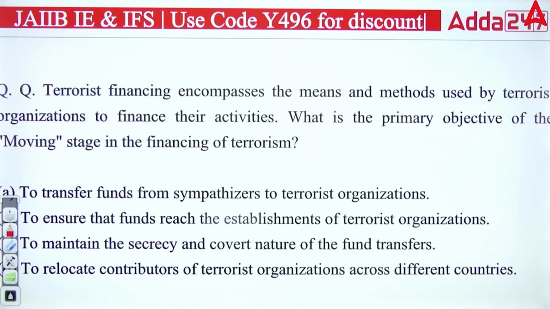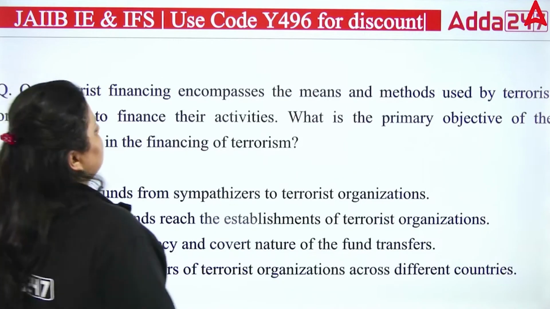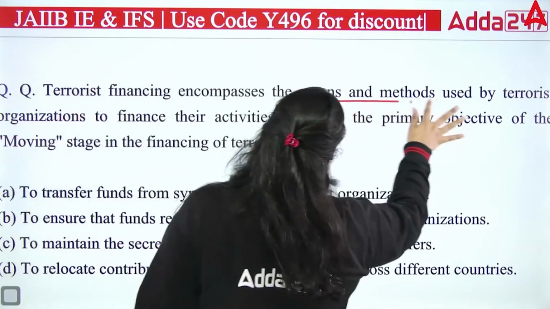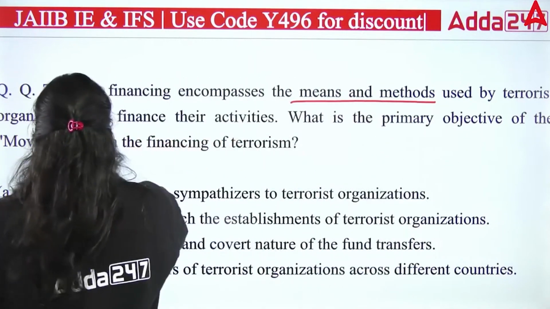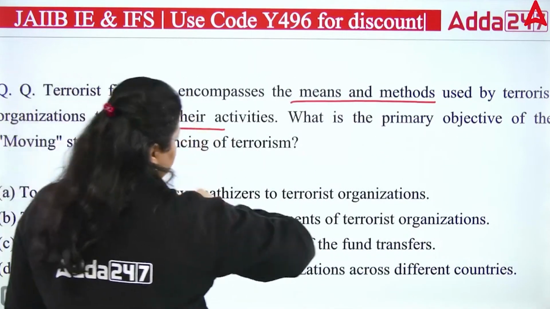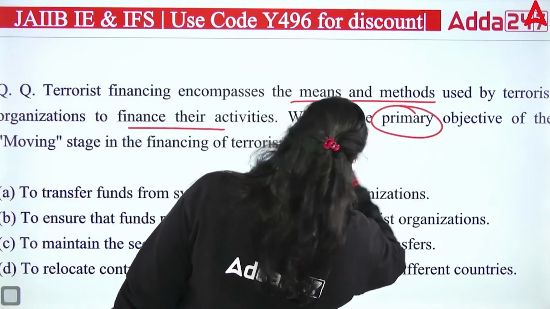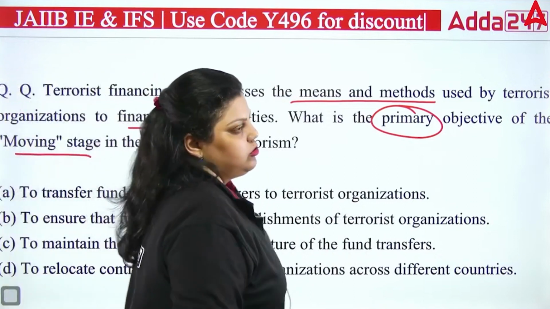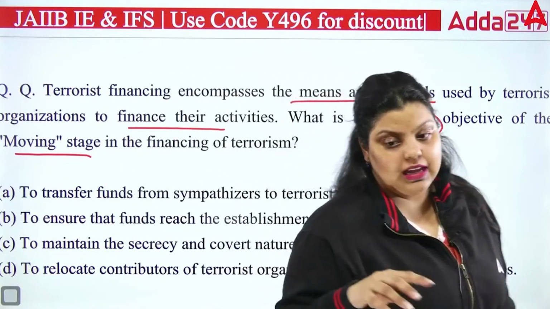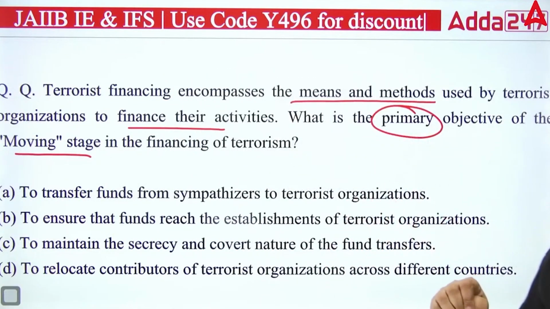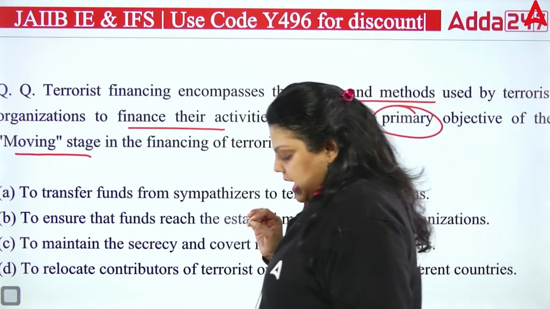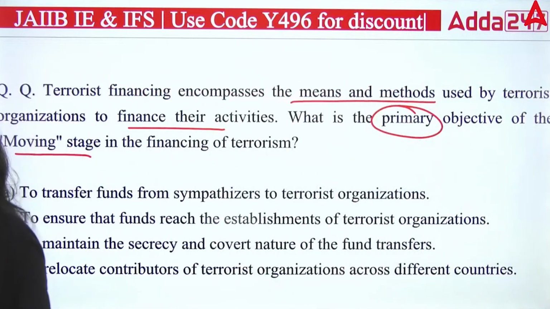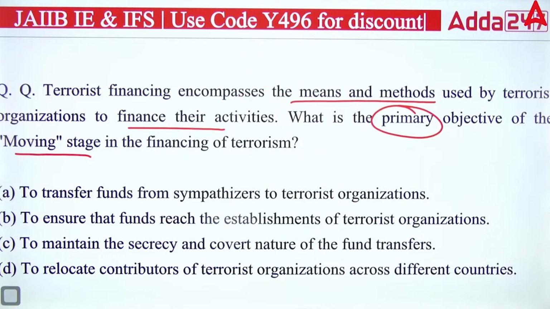Next we have here, terrorist financing encompasses the means and methods used by terrorist organizations to finance their activities. What is the primary objective of the moving stage in the financing of terrorism? If we talk about financing of terrorism, it has 4 stages. Out of those 4 stages, one is moving. So what does moving actually mean here?